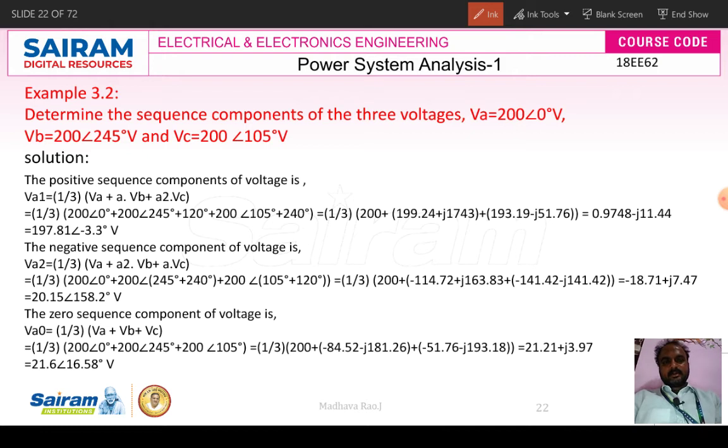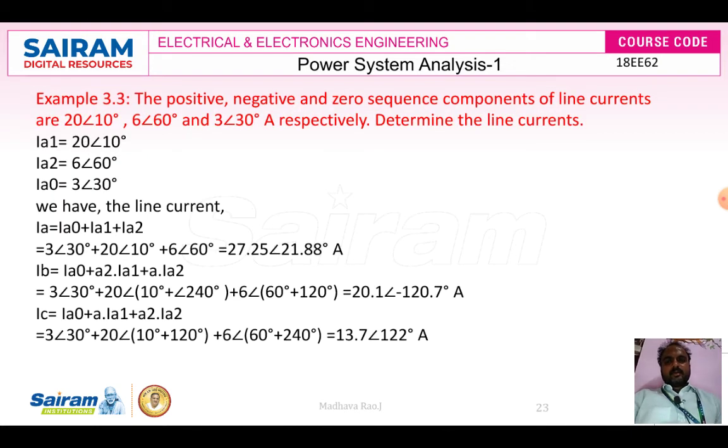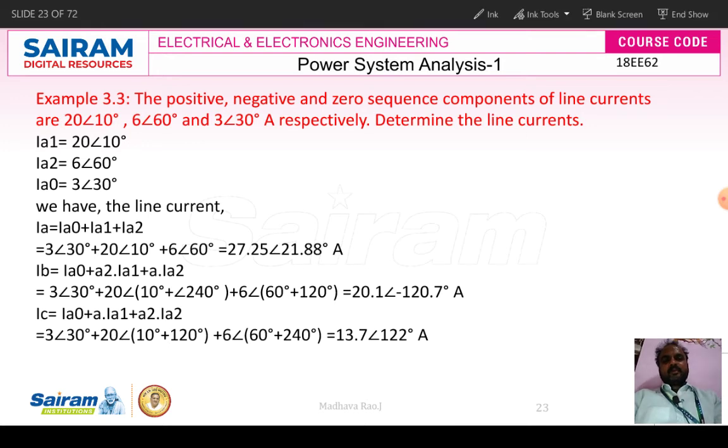So one more problem. Here we will find out the currents. In the previous problem we calculated the sequence components, and before that we calculated the phase voltages, right? In a balanced three phase system, phase voltages will have only the positive sequence component. So we have proved that in the first problem.